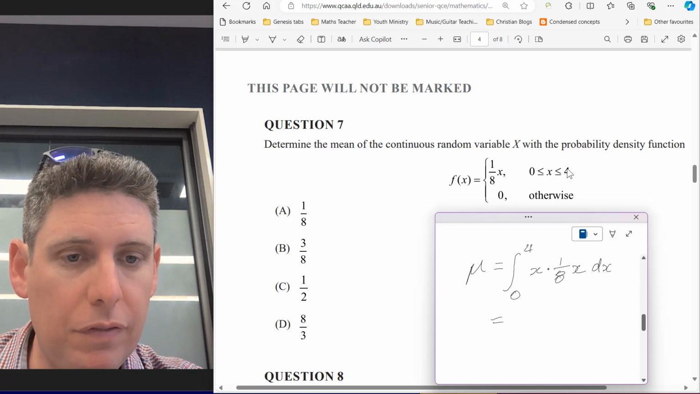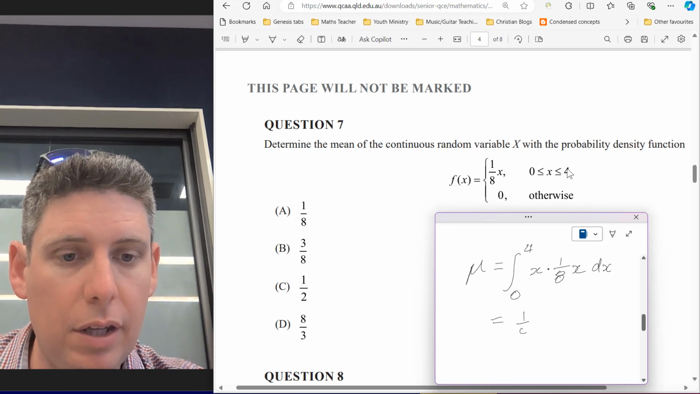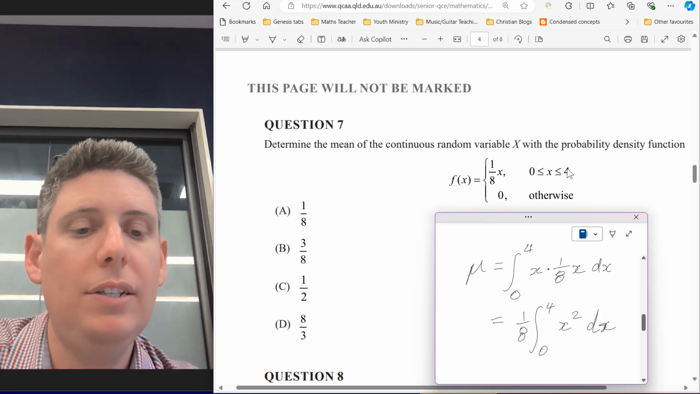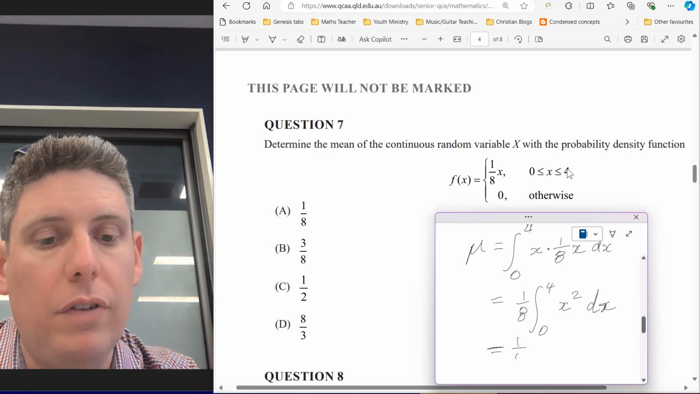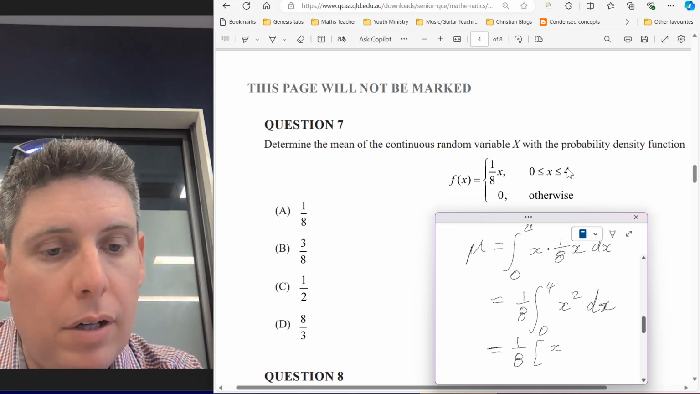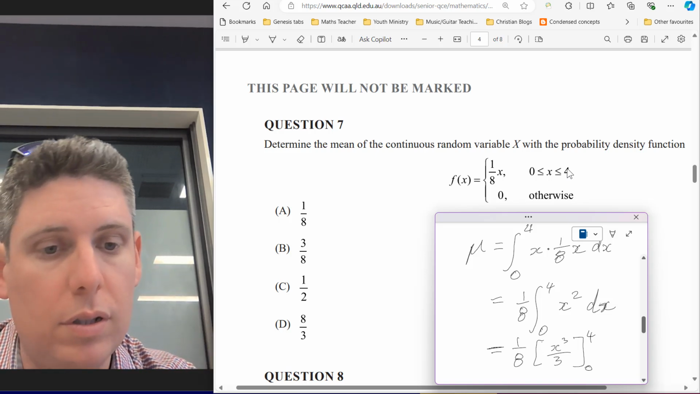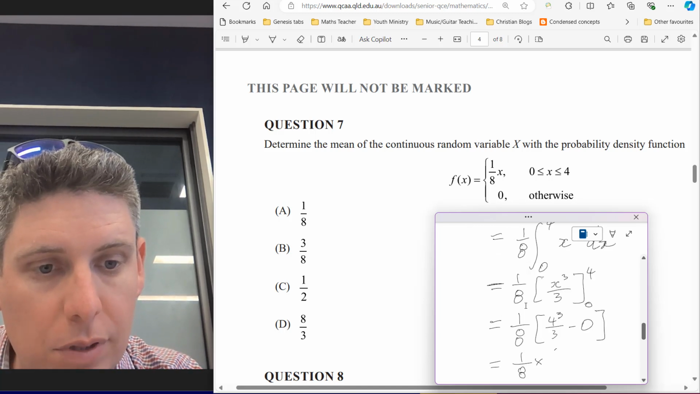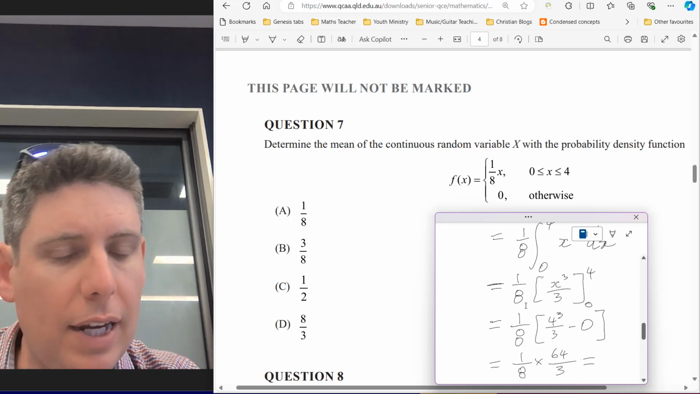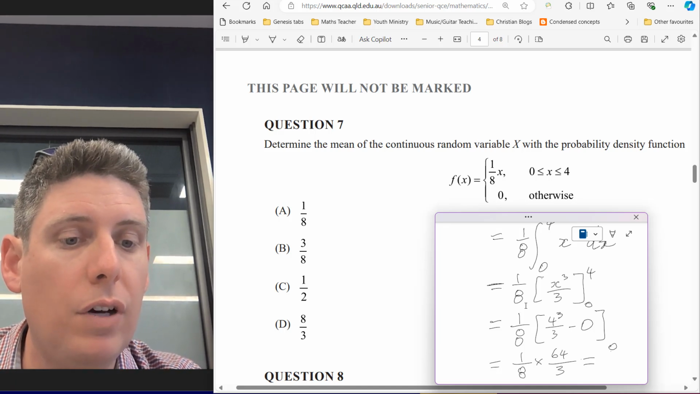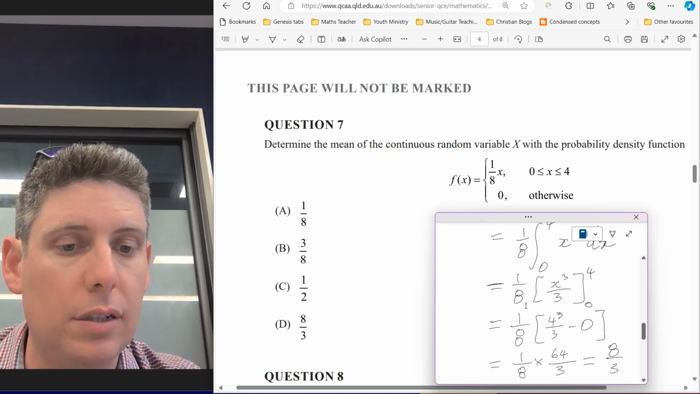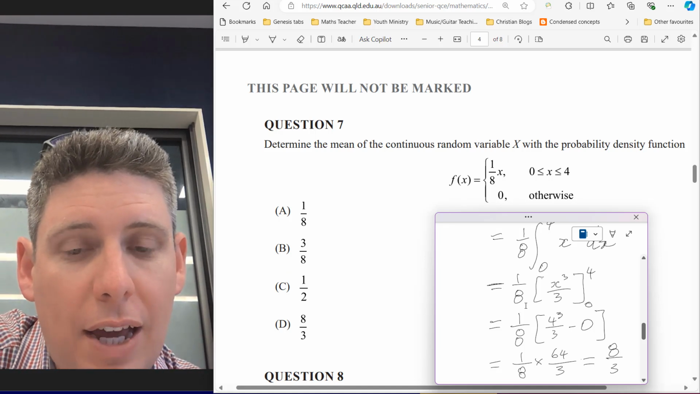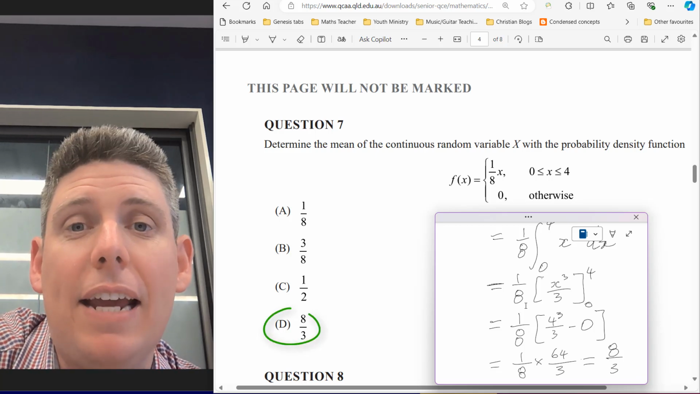And so probably the first thing is to bring the constant out the front. So we're integrating x squared. 1 over 8, add 1 to the power, divide by the new power between 0 and 4. Substitute in the values. You end up with 1/8 times 64 over 3. And that equals 8 over 3. So that is the mean. And that is 7D as the answer.